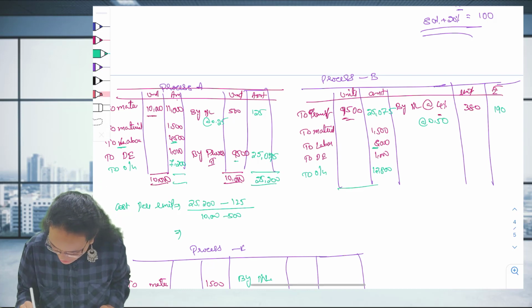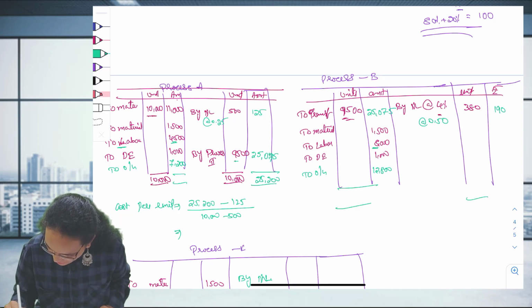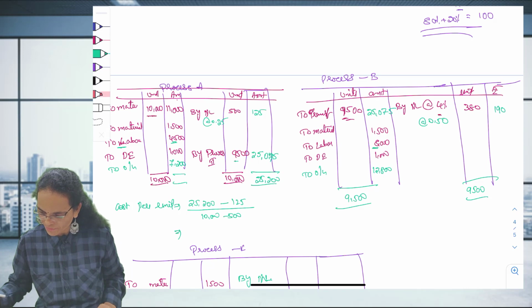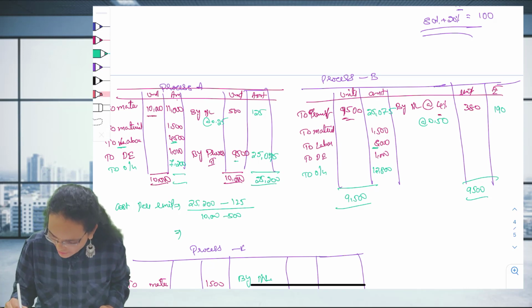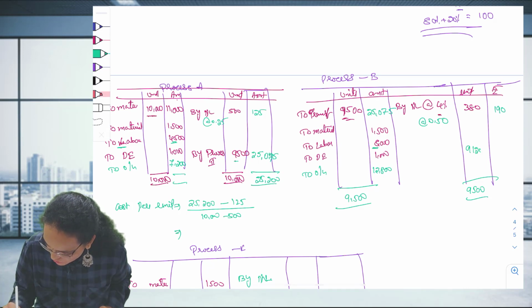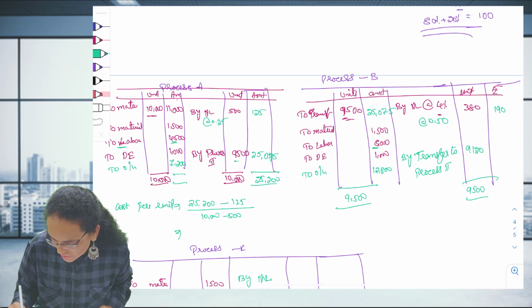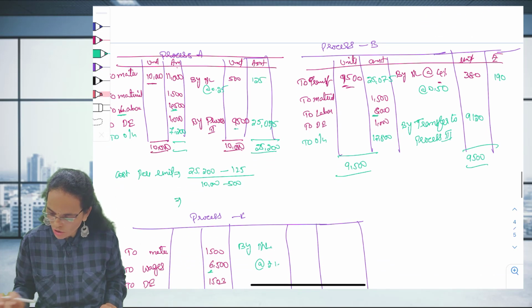Next, how many units? 9,500 minus 380, that is 9,120. These are the units transferred to process 3. What is the cost?